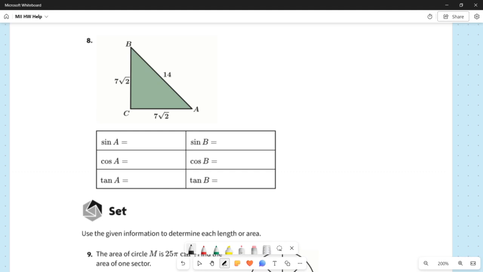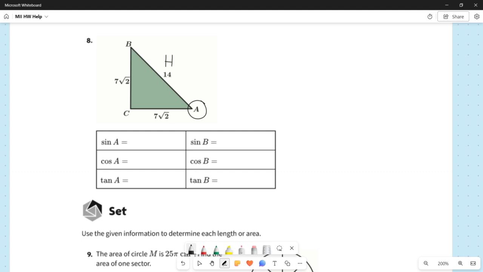Next assigned question was number 8, and same directions. So now we just need to sort of identify our sides and plug in. So we're going to start by talking about angle A. So I'm going to circle A.